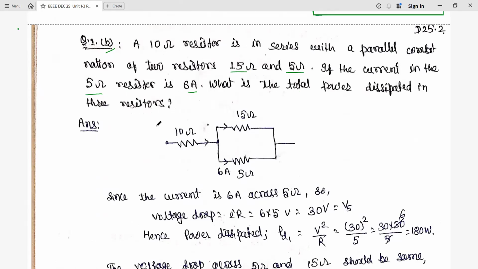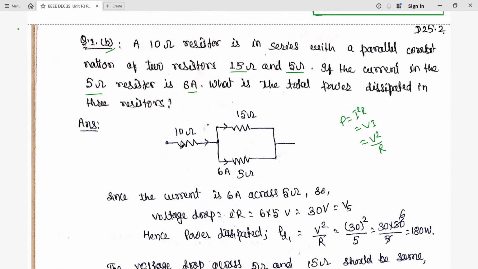So here, first of all, we need to find the current across all 3 resistors so that we'll be able to find the power. So power is what? I squared times R, or in general it is V times I, or we can write V squared upon R. So with the information of the current or voltage, we'll be able to find the dissipated power here.